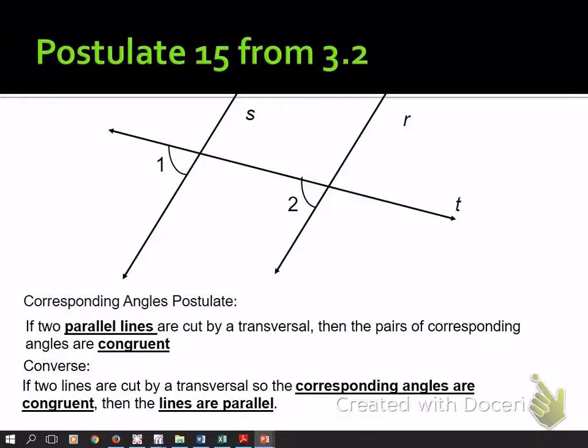Those two statements are different, and they're different in what you know and what you get to conclude. The original postulate tells us that we'd have to know the lines are parallel first. And if we did, then we could conclude that the corresponding angles are congruent. The converse says that we would have to know the corresponding angles are congruent first. That if they are, then we could conclude that the lines are parallel.